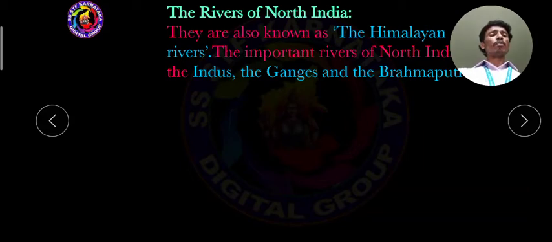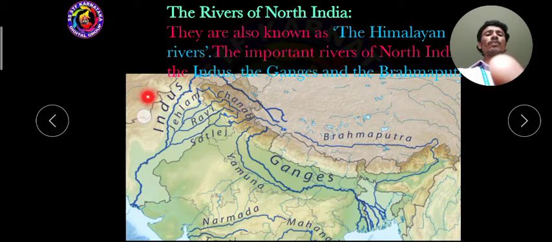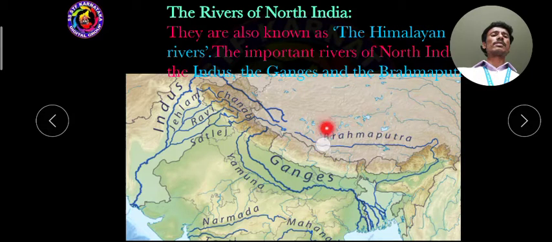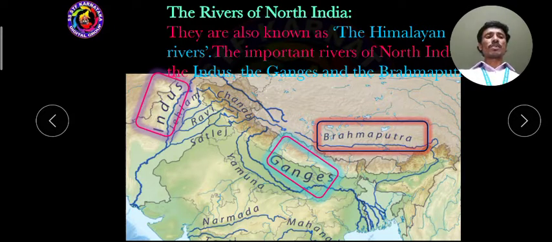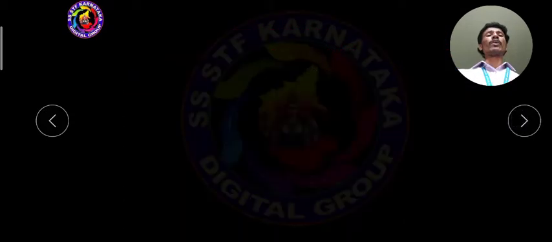Then the major important rivers of North India: the one is the Indus River, also known as the Sindhu River. Then another one is the Ganges River, also known as the Ganga River. Another one is the Brahmaputra River. These three rivers play a very important role in North India. So this is Indus, this is Ganges, this is Brahmaputra. These are the three major important rivers of North India.